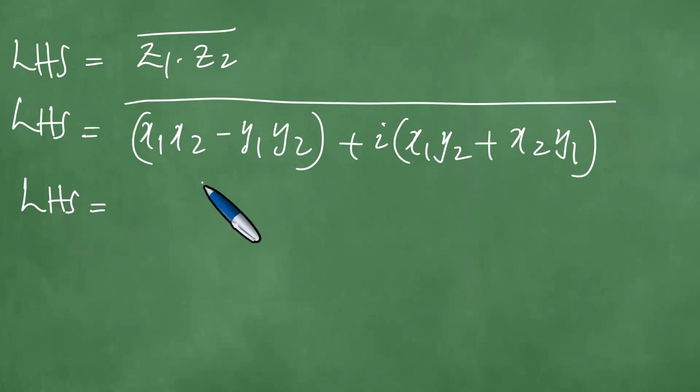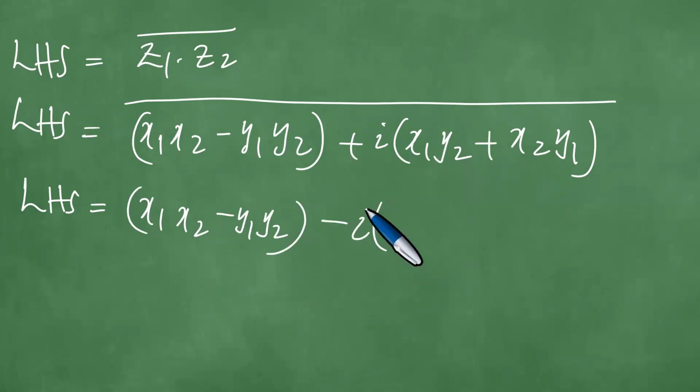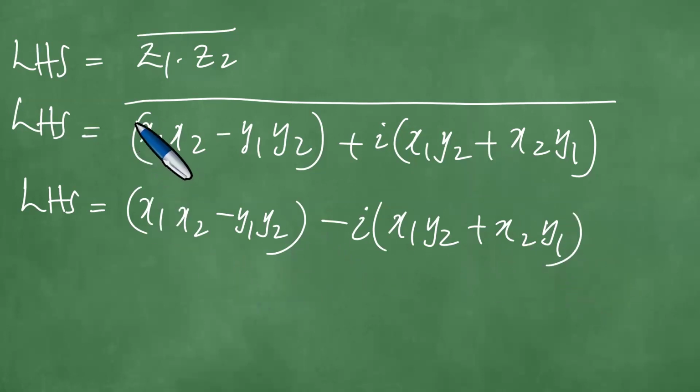Okay, then you have the left-hand side. Now we have been able to write this complex number in terms of a real part plus an imaginary part, which is x1 x2 minus y1 y2, minus i (x1 y2 plus x2 y1). Obviously, if you take the complex conjugate of this big number, you just change the sign of the i to the opposite. It was plus i, so it becomes minus i.